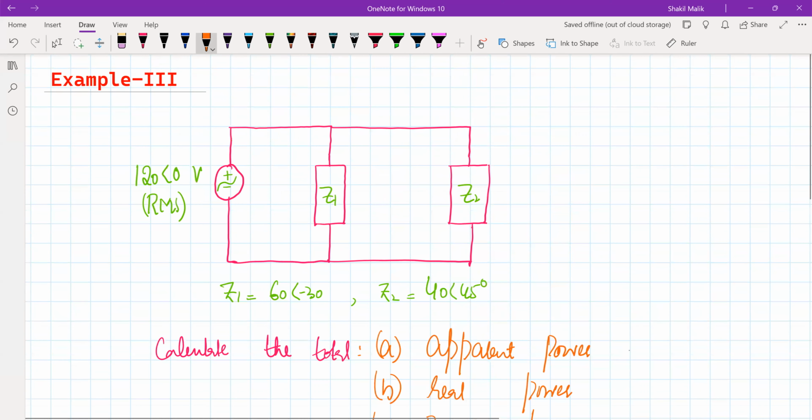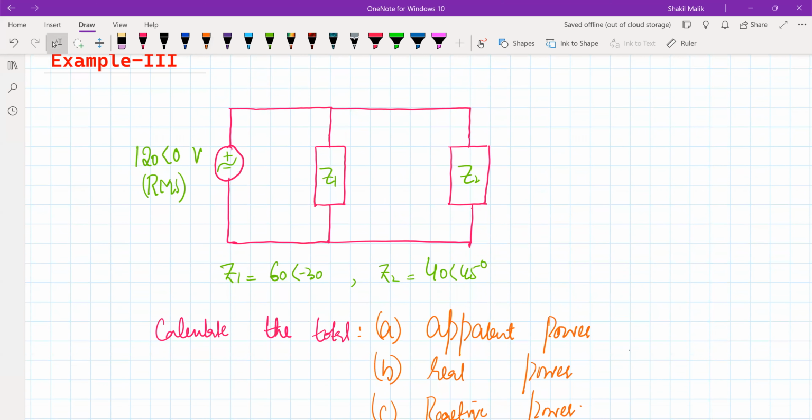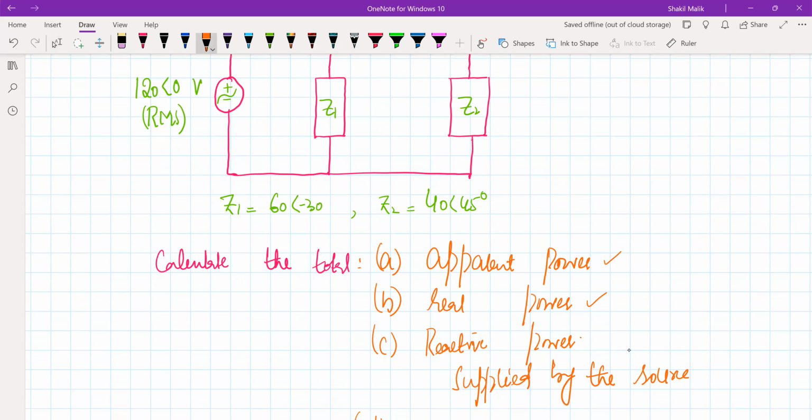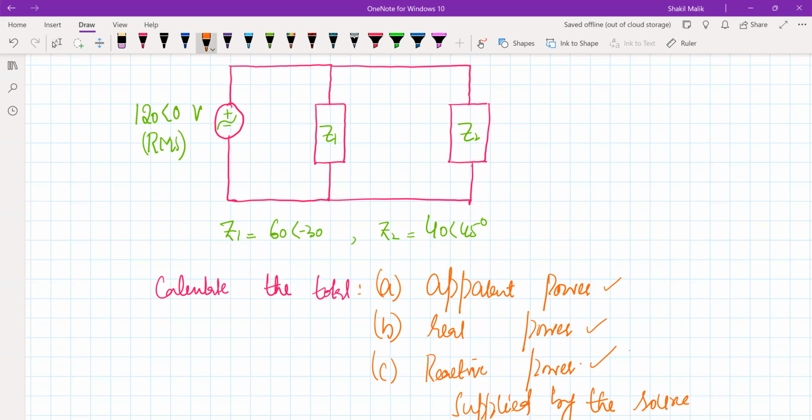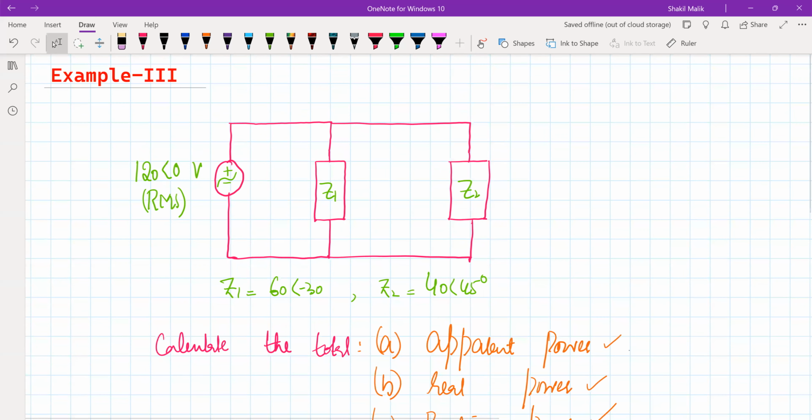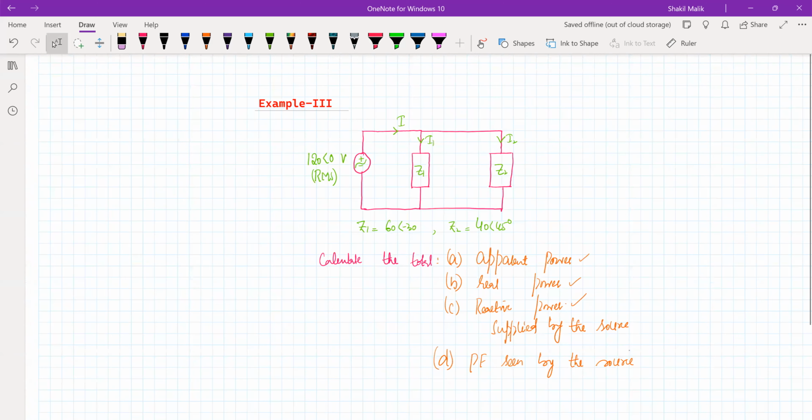The first thing is we know the voltage across this source, but we don't know the current through it. If we know the current, we can multiply that by voltage, and that will give us the apparent power, real power, and reactive power. So we need to find the current. Let's suppose the current flowing here is I1, the current flowing here is I2, and the total current is I equals I1 plus I2. So let's solve this network.